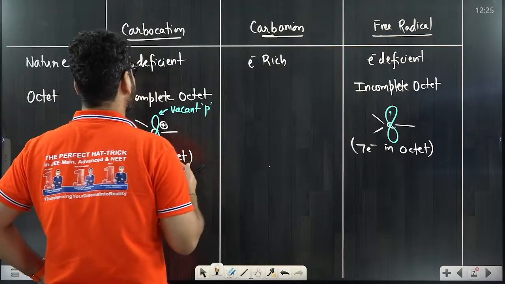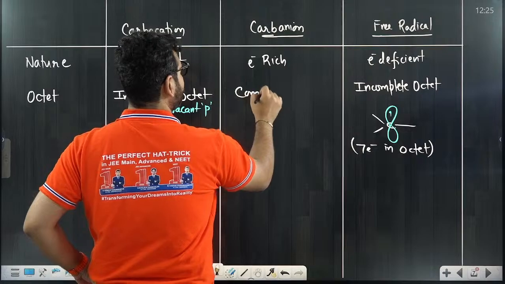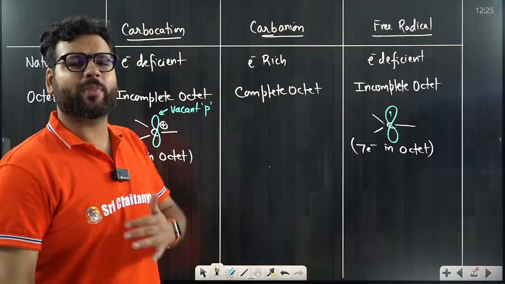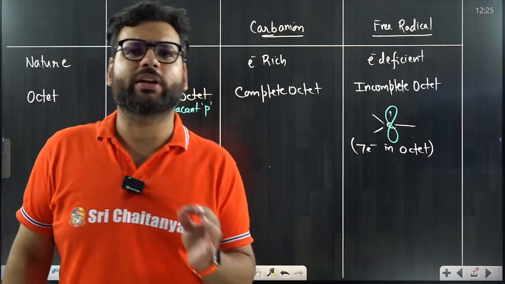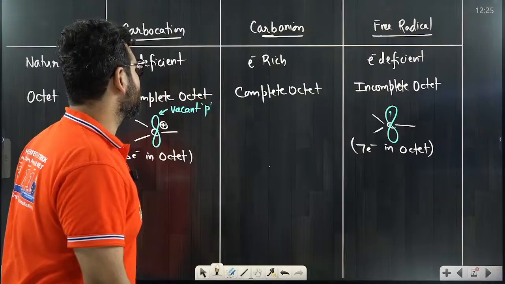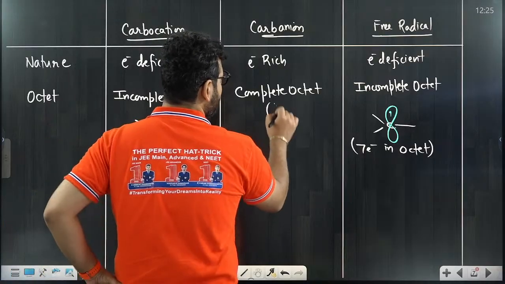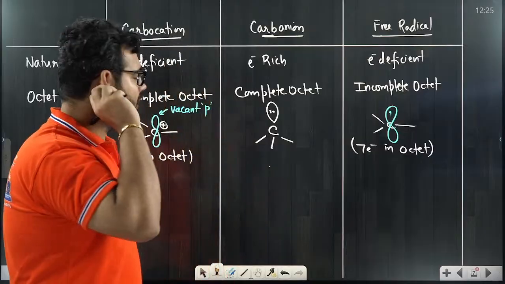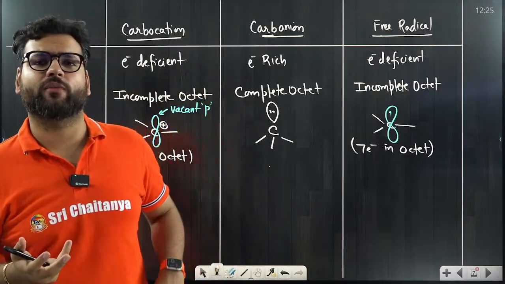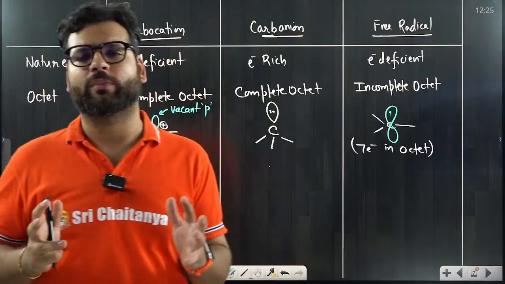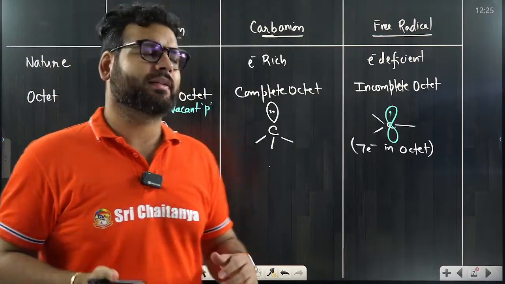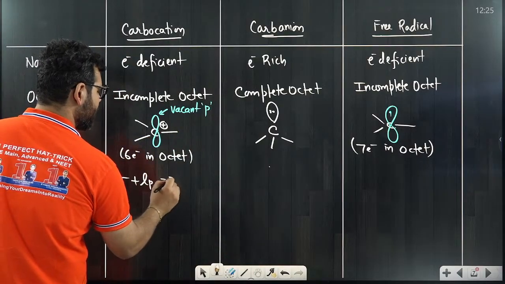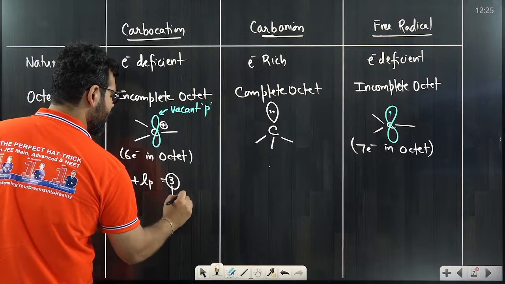The electron rich species is carbanion, and it has a complete octet. Electron rich does not mean expanded octet. Electron rich just means that it carries a lone pair. So this is how a carbanion looks like: a carbon with a lone pair and 3 sigma bonds. Whenever we want to find the hybridization, we count the number of sigma bonds plus lone pair. Sigma plus LP is 3 here. 3 represents sp2 hybridization.